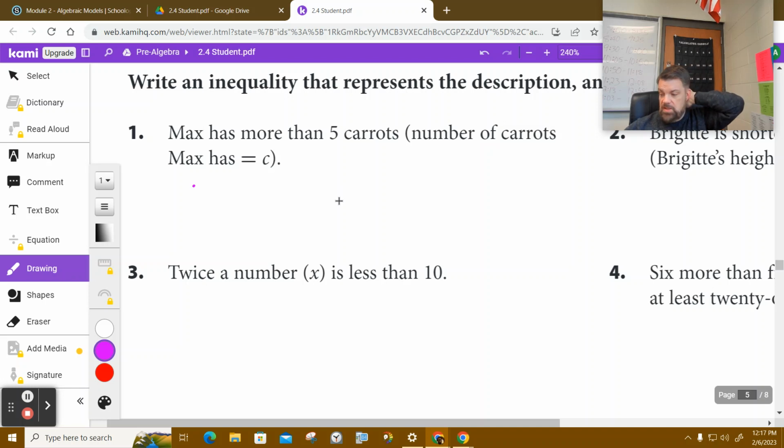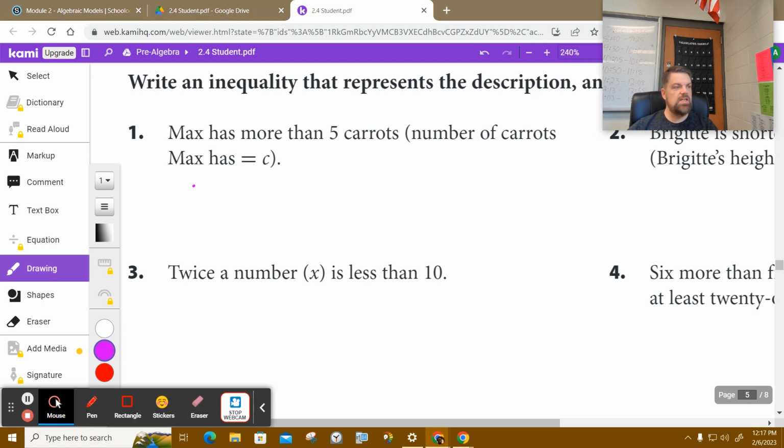All right, so let's do some of these example problems to practice what we've learned. It says Max has no more or has more than 5 carrots. How would you write that inequality? What do you guys think? How would you write that?